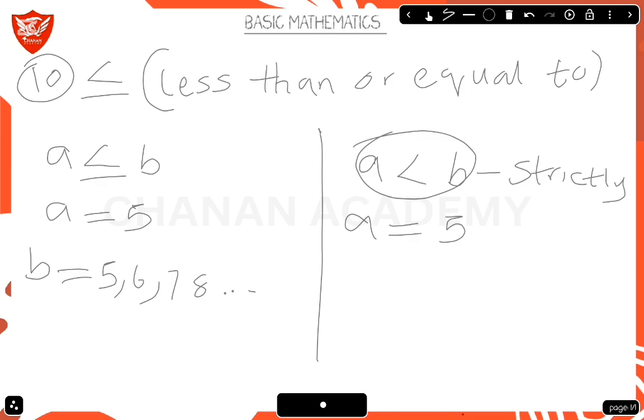In this other side, where A is strictly less than B, B cannot assume the number 5. It can only start from 6, 7, 8, 9, and so on. As time goes on, you can also assume values such as 5.1, but that's when we'll get to fractions. But for now, just take it as 6, 7, 8, and so on. Okay, so I believe you understand this. Let's move to the next one.